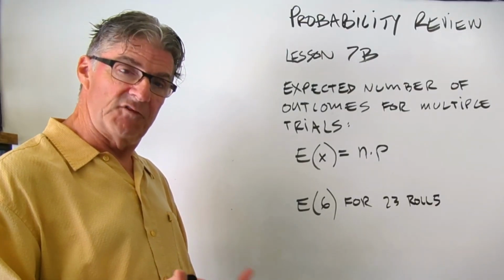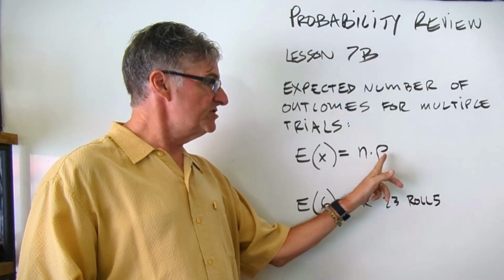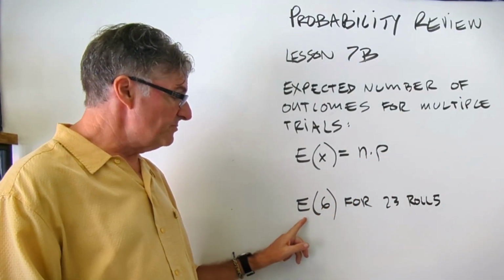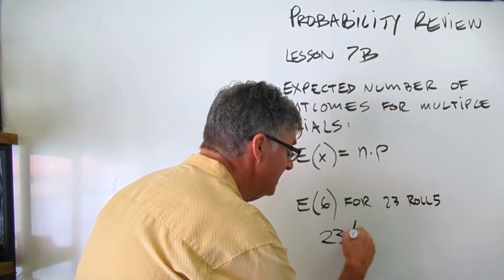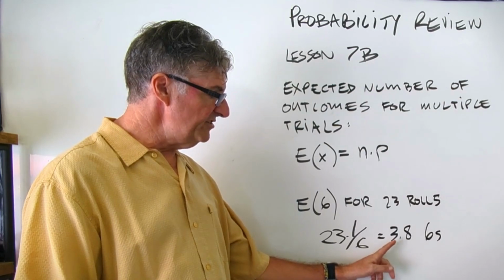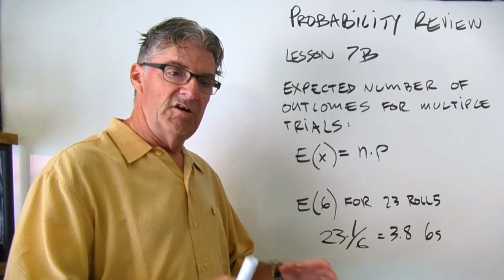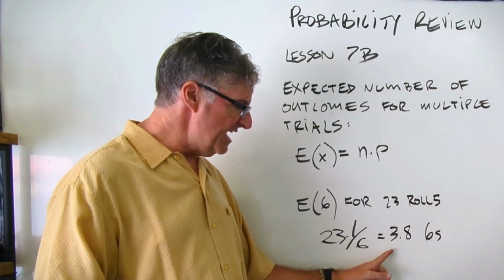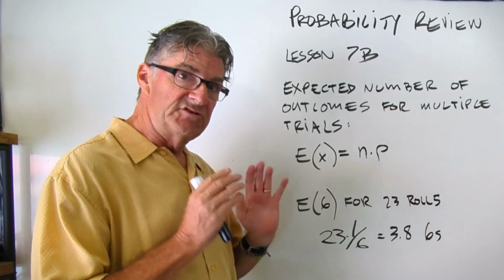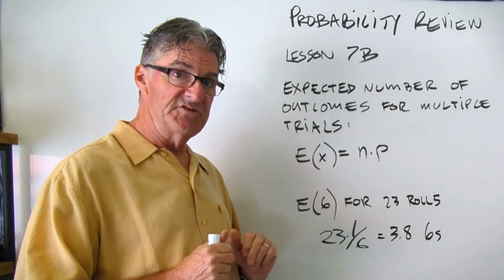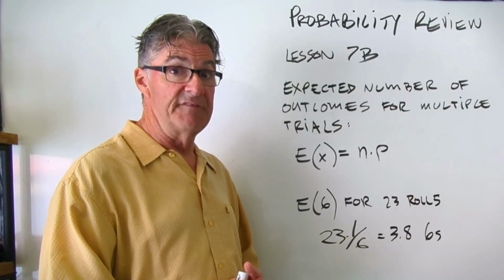And we have a pretty straightforward formula for that. Expected value x is just the number of trials times the probability. So expected number of 6s for 23 rolls is just going to be 23 times 1/6. And this gives us an expected number of 6s in 23 rolls as 3.8 6s. Now, of course, if we roll 23 times, we can't get 3.8 6s. We're going to get a whole number, an integer for that. So don't let that trip you up. Expected values usually have decimal places and they don't line up perfectly with what you might be expecting from reality.